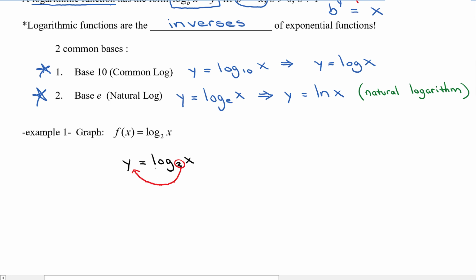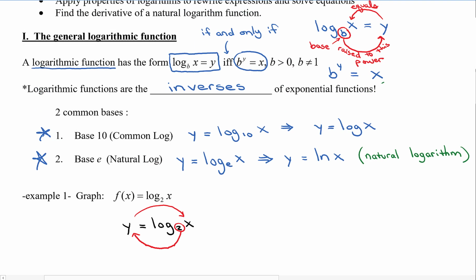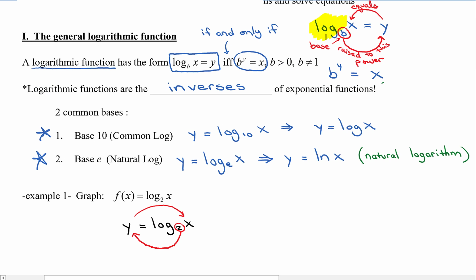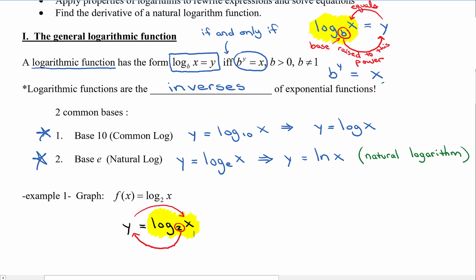Now I'm highlighting where it says log base b of x in the definition part where I rewrote it up here. And I'm showing you that here the log base 2 of x is on the right hand side rather than on the left hand side where I had originally written it. But that's okay. We can still rewrite this in exponential form.